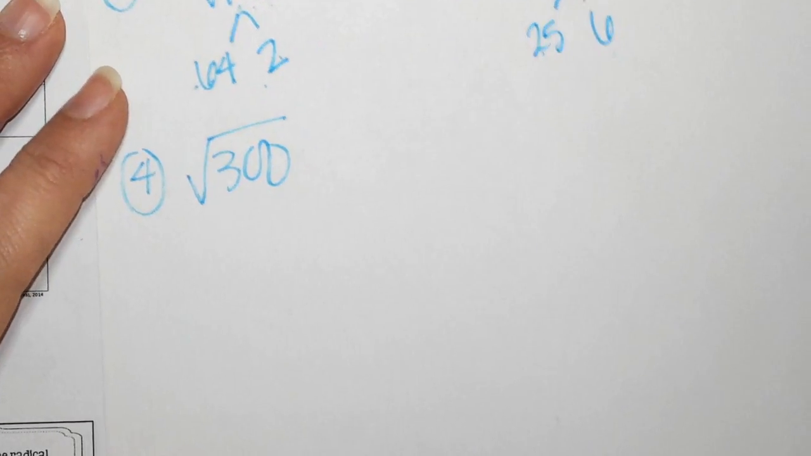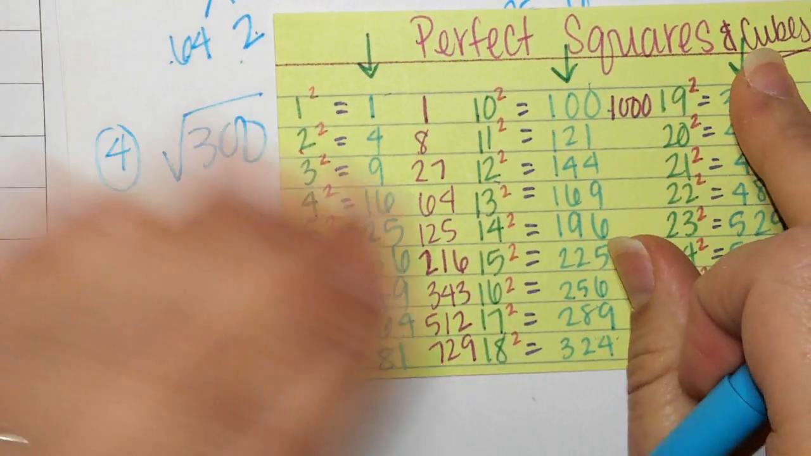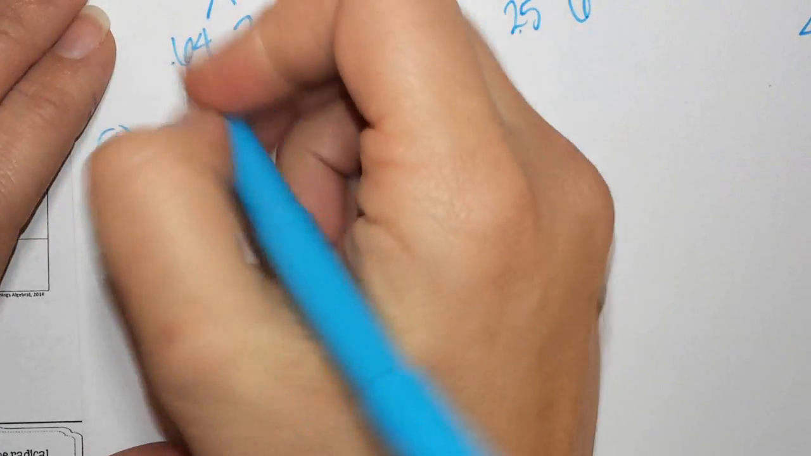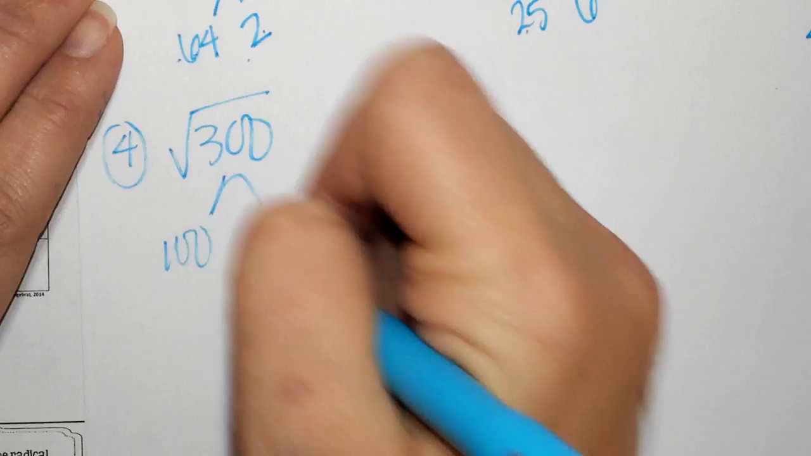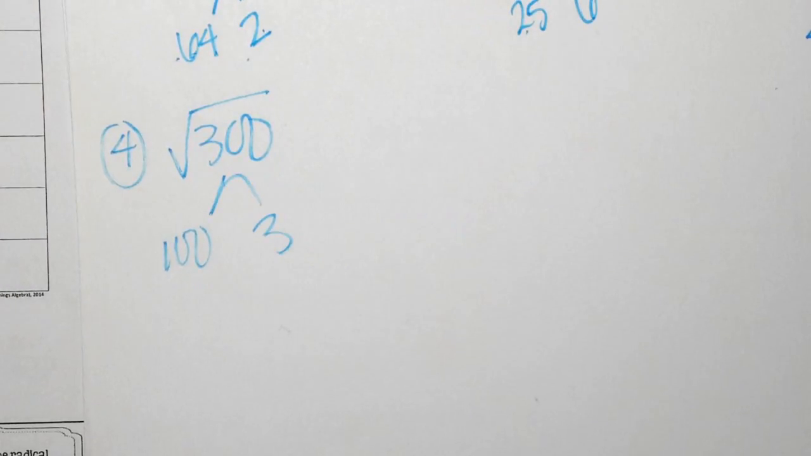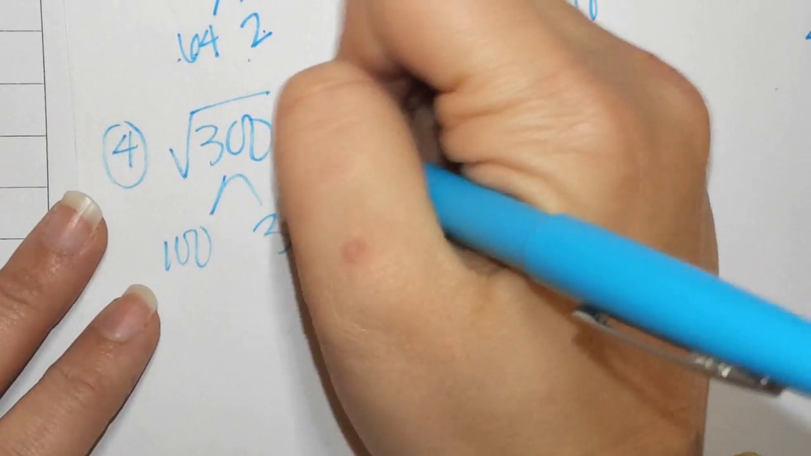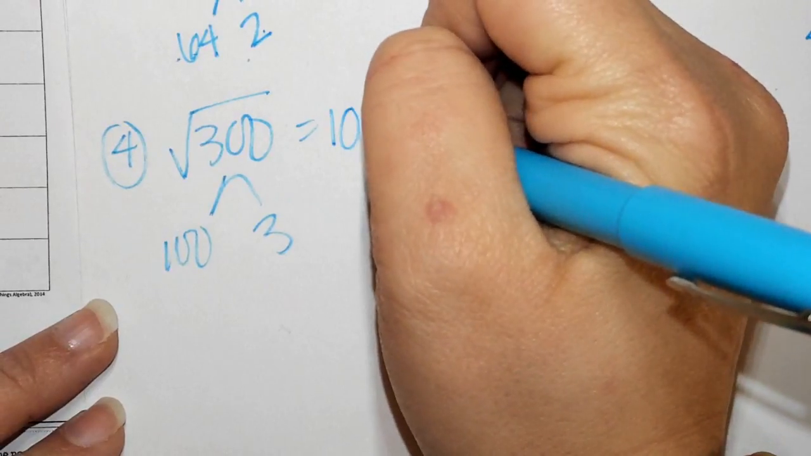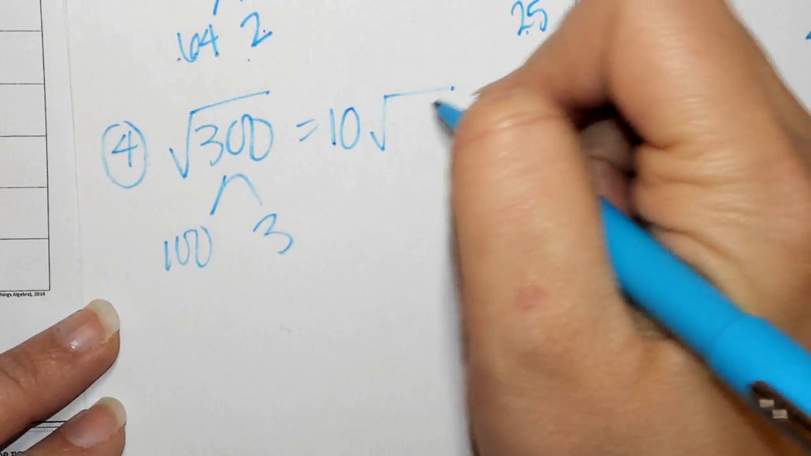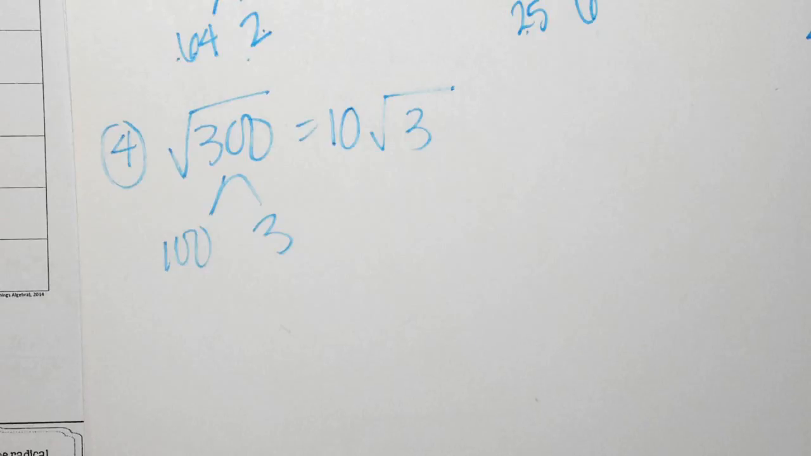All right, number 4 is the square root of 300. So automatically, what is the biggest perfect square that goes into that? 100. 100 times what? 3. What's the square root of 100? What goes on the outside? No, now you're moving. What goes inside the house? Look at us go.